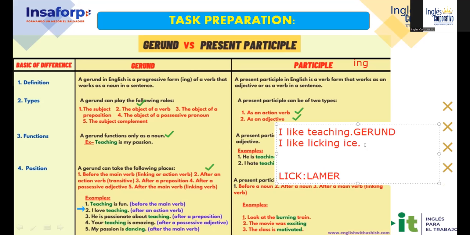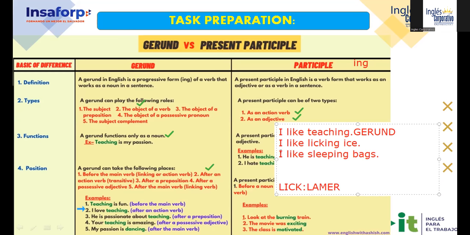Okay, so now let's check something else. Ahora, veamos el otro uso de participio. El number two, as an adjective, I like sleeping bags. So what is a sleeping bags? Bolsa de dormir. La bolsa de dormir. Muy bien. Sleeping bags. So look at this. This word is acting as an adjective. This is an adjective and this is a noun.